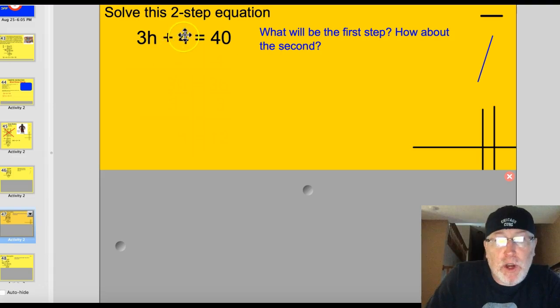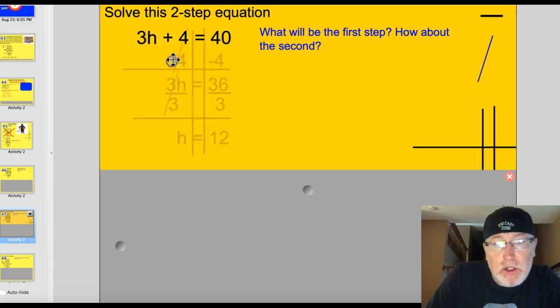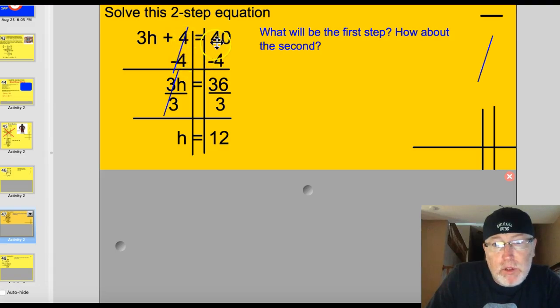Okay, we're going to have to subtract first, and then you're going to have to divide to get rid of this multiplication. So I subtract 4 from both sides. I've got 3h equals 36. Divide by 3 on both sides. The 3's cross off because 3 divided by 3 is just 1, or just plain h. 36 divided by 3 is 12.